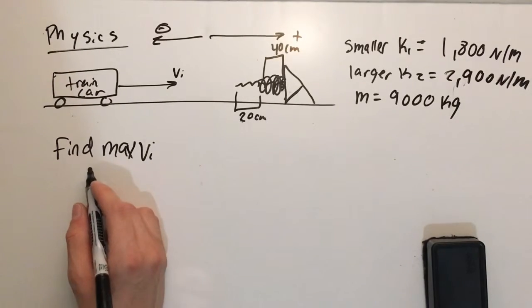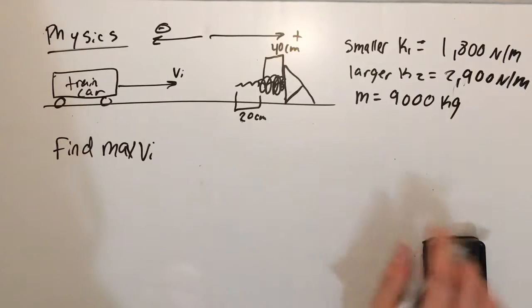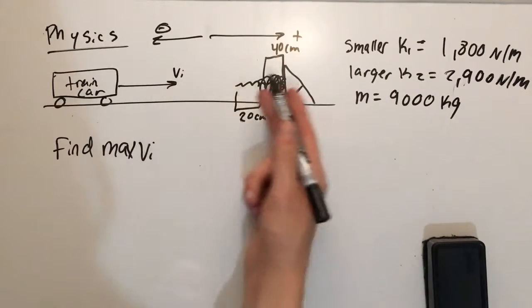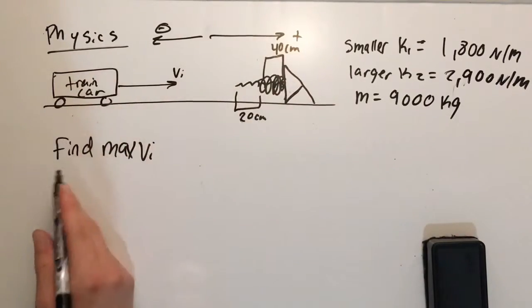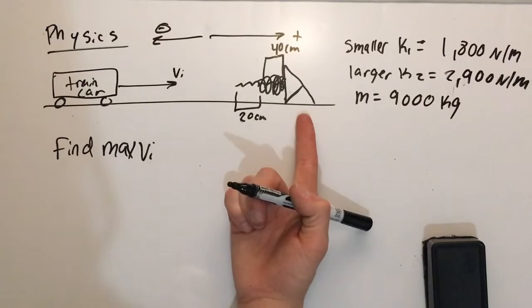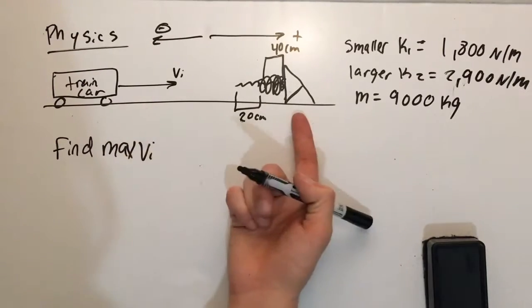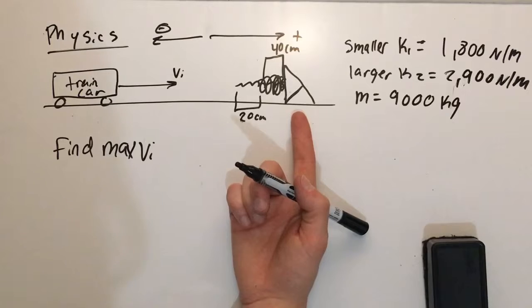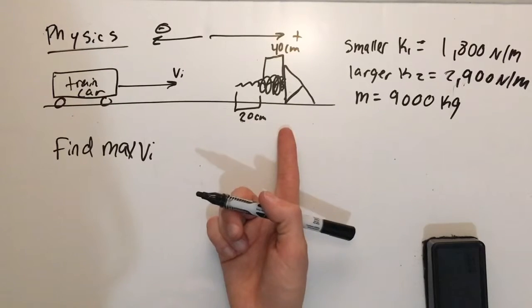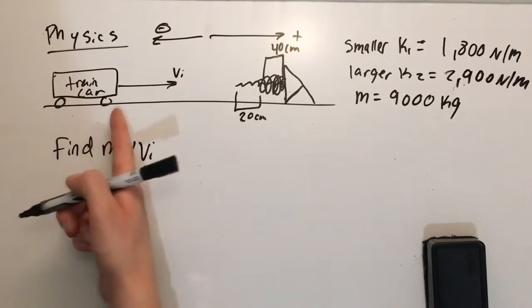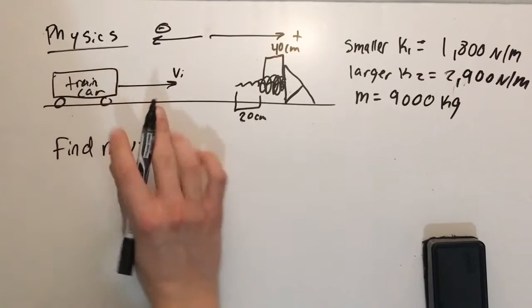Now, the way we do this is we take the energy. So what's the initial energy in this entire system? Well, this isn't moving, but this is. This doesn't have any initial energy because it's not compressed. It's at its equilibrium position. This is the only thing with energy, this moving train car.